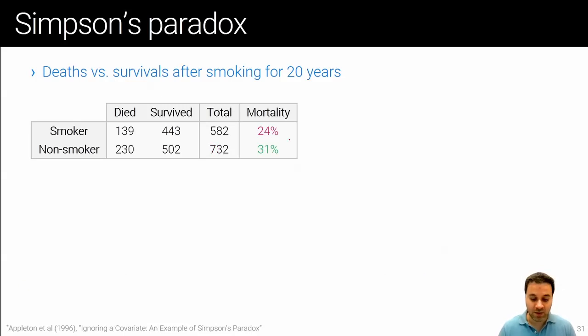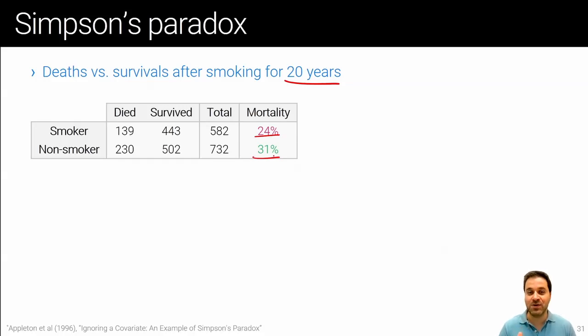Another one is from, again, a study years ago on survival rate by smokers versus non-smokers. So they studied different people for 20 years, and after those 20 years, they saw whether they were still alive or not, and whether they smoked or not. And what they found is that people who smoked had a mortality rate of 24%, but people who did not smoke had a mortality rate of 31%. So in principle, one could be inclined to say, hey, start smoking because you're going to last longer.